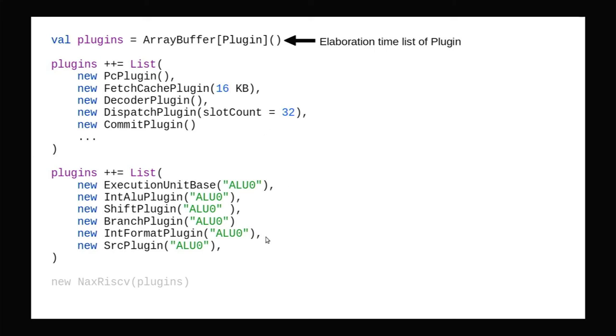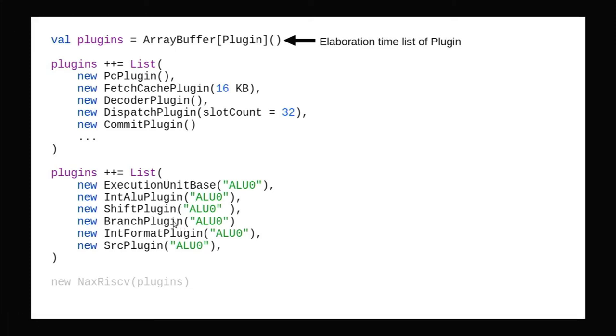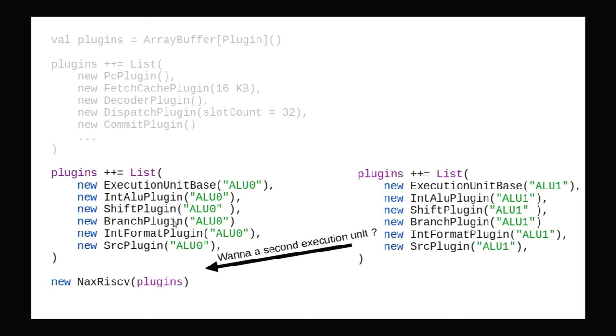Which makes things really flexible. If you want to add an execution unit, like ELU0, you add an execution unit base, which is a skeleton of a pipeline execution unit, and then you can compose this skeleton with a few other plugins, which will negotiate things with the execution unit base to implement their behavior, like adding some instructions, shift instructions, branch instructions, and so on. And if you want to add a second execution unit to make the CPU faster, you just add another set of plugins with another key, like ELU1. And yeah, things will compose themselves.